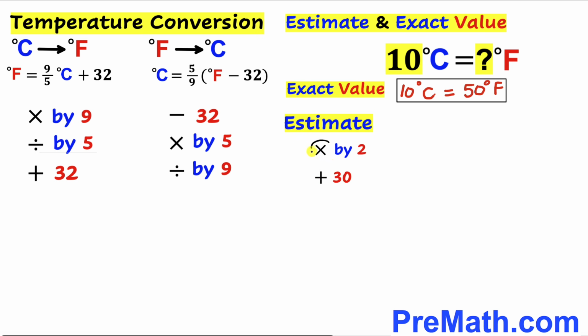First, we are going to multiply by 2. So therefore, I'm going to multiply 10 by 2, and that's going to give us 20. And whatever this number, I'm going to add 30 to it. So if we add these numbers, our estimate turns out to be 50 degrees Fahrenheit as well.